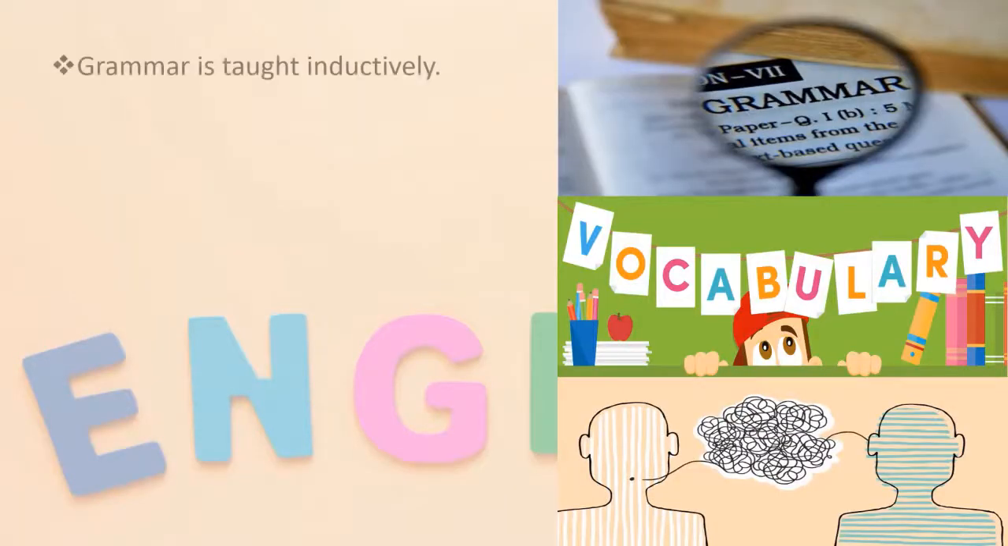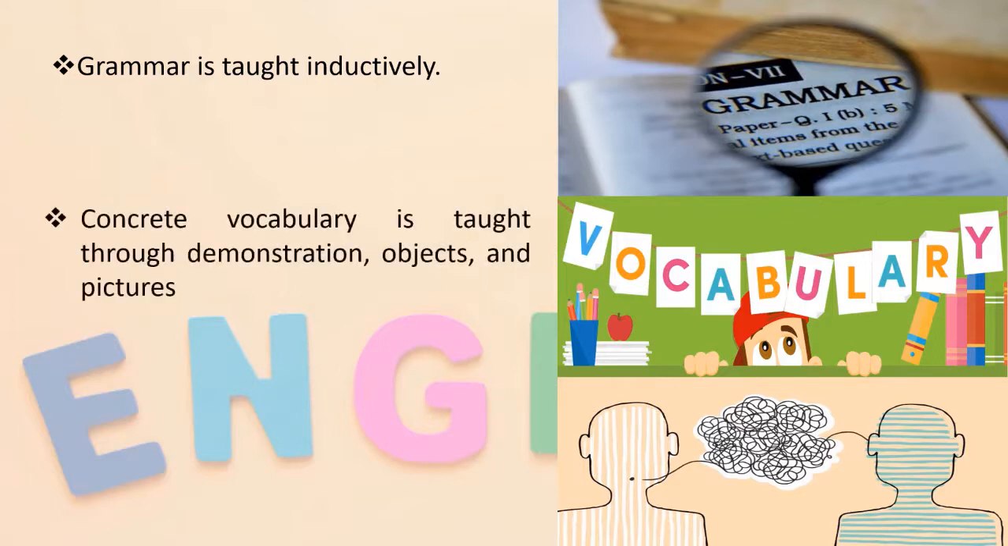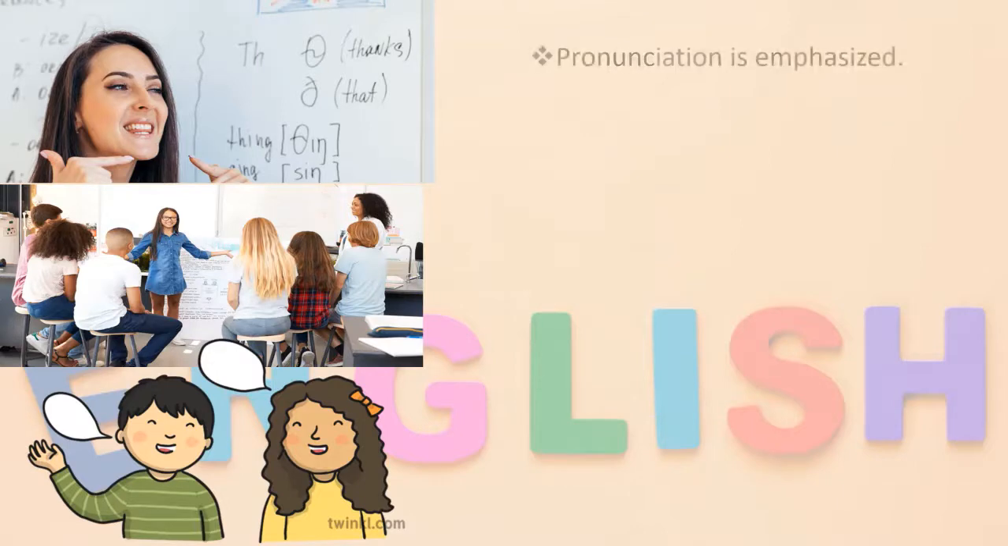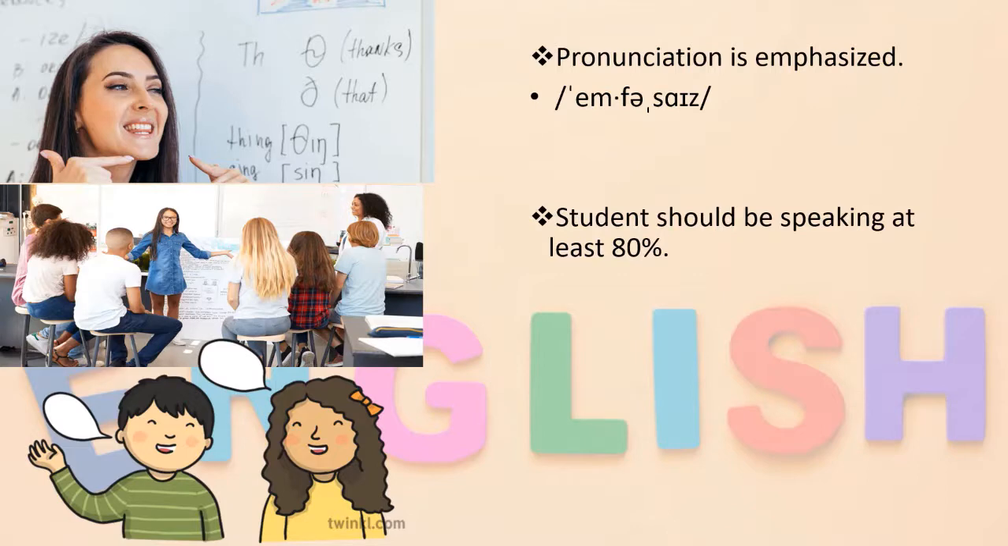Grammar is taught inductively, for example, having learners find out rules through the presentation of adequate linguistic forms in the target language. There might never be an explicit grammar rule given. Concrete vocabulary is taught through demonstration, objects, and pictures. Abstract vocabulary is taught by association of ideas. Speech and listening comprehension are taught. Pronunciation is emphasized. Students should be speaking at least 80% of the time during the lesson.